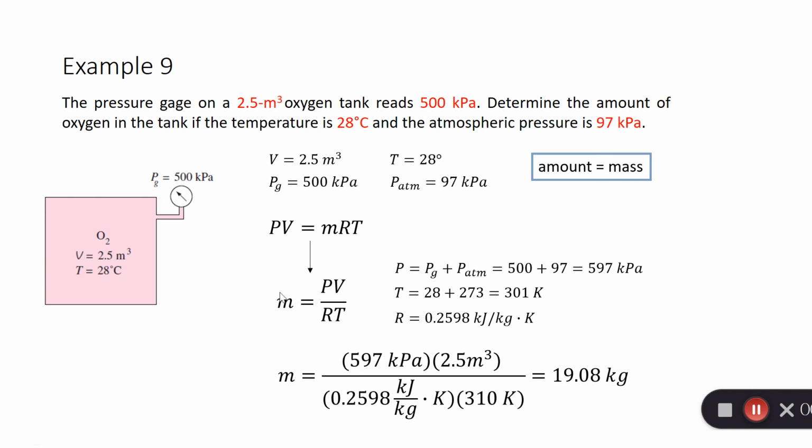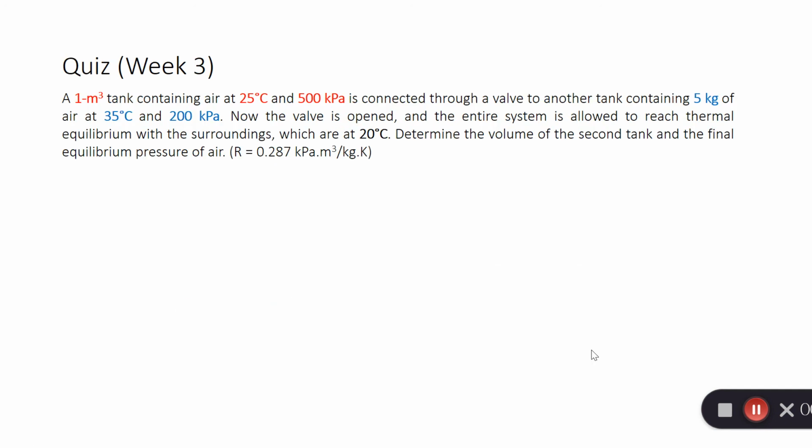Okay, the next question here is your quiz for this week, for week 3. You can try it out. You can take your time. You can ask me some questions if you don't understand. The hint here is, first, you can sketch the system. You will see that the system has 2 tanks. You have a 1 meter cube tank here connected through a valve to another tank. So how does that look? Label them properly, and you will notice that there will be a process involved.